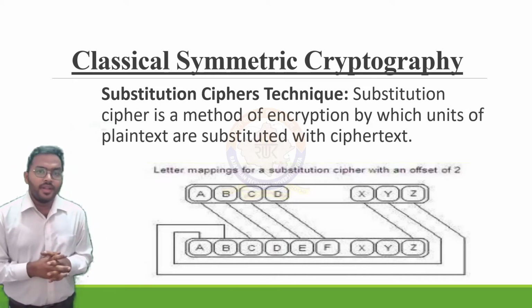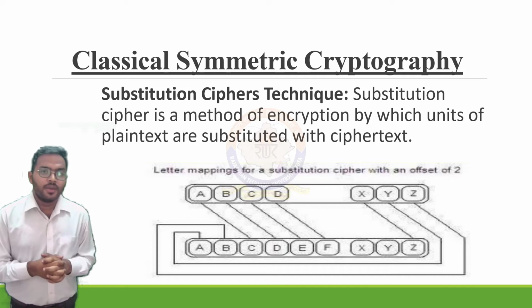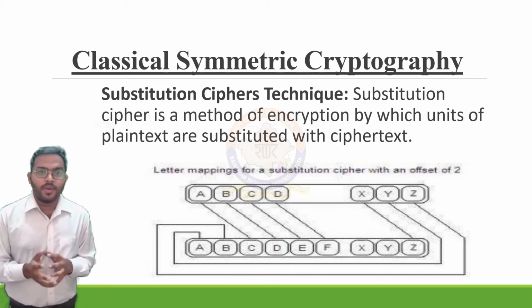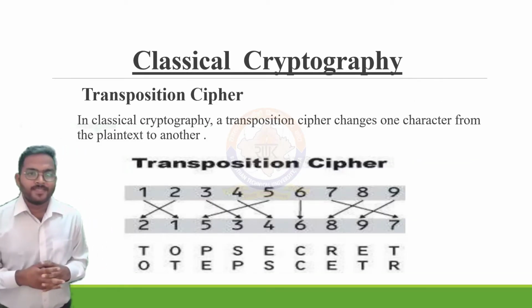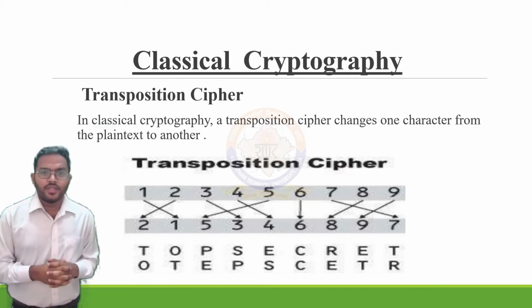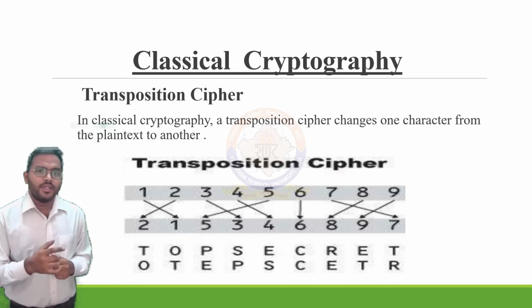As we see in our slide, symmetric has two types, so we talk about one of them, classical symmetric cryptography. Classical cryptography has two techniques: one is substitution cipher and the other is transposition. Substitution cipher is a method of encryption by which units of plain text are substituted with ciphertext. This figure shows the letter mapping for a substitution cipher with an offset of 2. Next slide. Another type of classical cryptography is transposition cipher. In a transposition cipher, the positions of characters in the plain text are changed. In this figure, the characters of the word change position with each other.